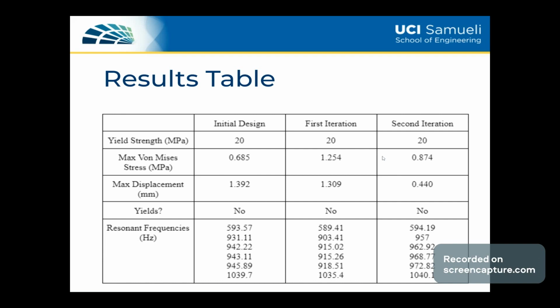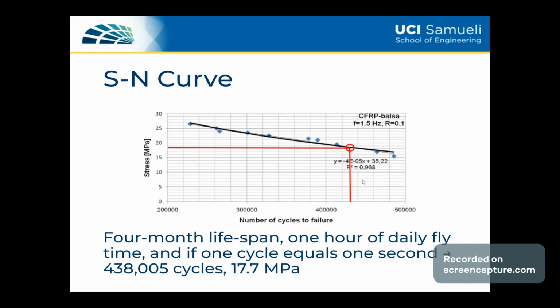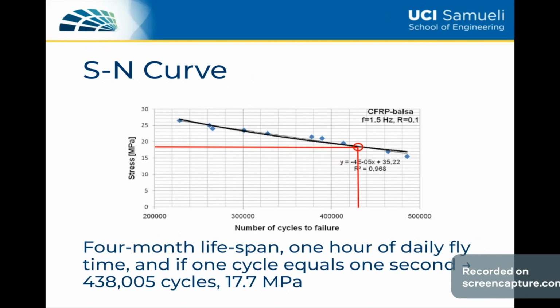From FEA, it is found that the wing box can achieve 44% less displacement for 27% greater stress. If we assume a 4-month lifespan, 1 hour of daily flight time, and if 1 cycle equals 1 second, we have 438,000 cycles to failure.